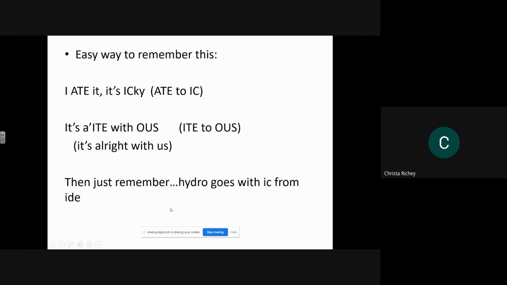And then I don't have a silly way to do the ides. It's hydro-ic if it's an ide. I wish I had a silly little way to keep it straight, but I don't. I've had students try to make some inappropriate analogies with this, and I can't do that. It's just not kosher.